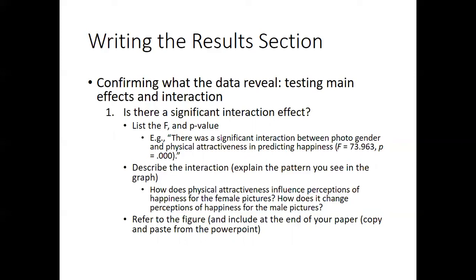Something like there was a significant interaction between photo gender and physical attractiveness in predicting happiness, and you'll list the F and the p-value. It's also very important, though, that you don't end it there, but that you describe the interaction, explain the pattern that you see in the graph. So how does physical attractiveness influence perception of happiness for the female pictures? How does it change perceptions of happiness for the male pictures? As you're describing this, refer to the figure. So somewhere in the text you need to say, see figure 1. And you will include the figure, you'll copy and paste it out of the PowerPoint at the end of your paper.